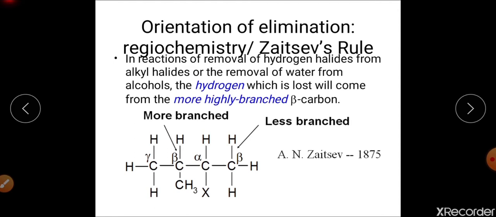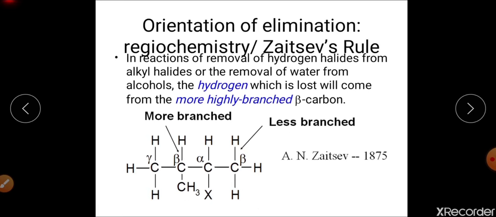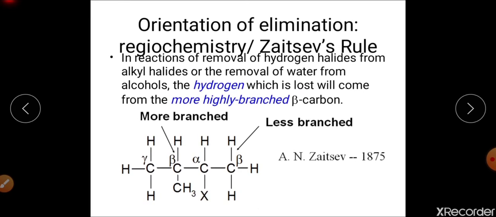dehydrohalogenation reaction. At that time we can say that this particular hydrogen can be eliminated from this beta carbon, and this hydrogen can also be eliminated. So which product will be synthesized? Yesterday I told you about a rule called the Saytzeff rule, that governs the product formation during this kind of elimination reaction.